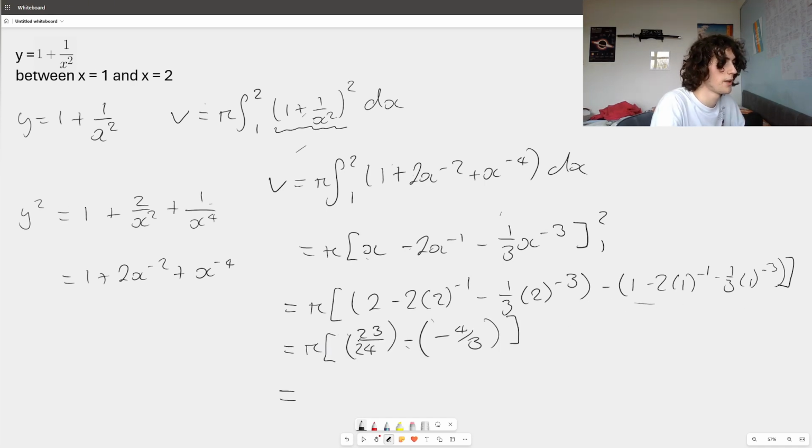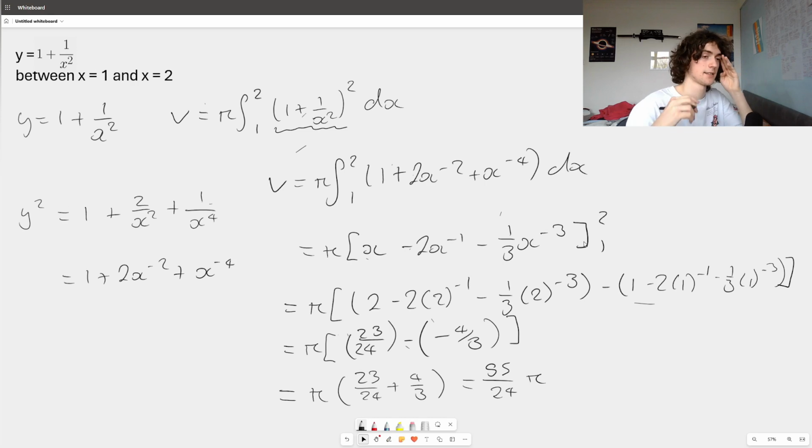So we have pi times by 23 over 24 minus 4/3, so plus 4/3. So pi times by 23 over 24 plus 4/3 is equal to 55 over 24 pi. And that will be your answer. That is the exact answer.